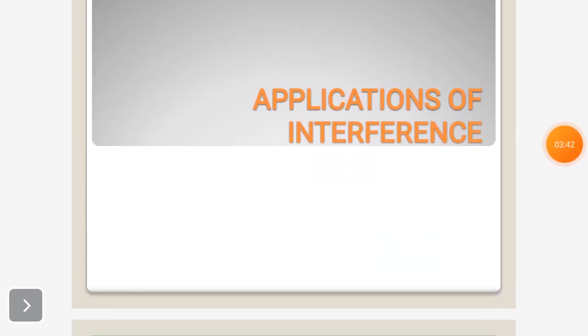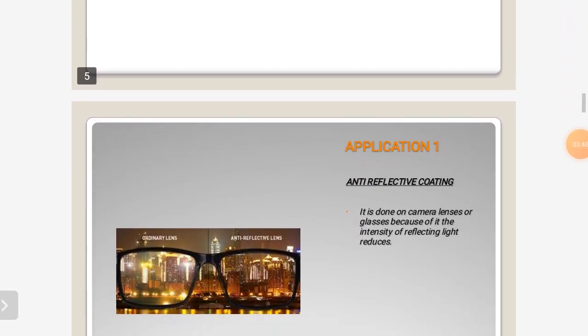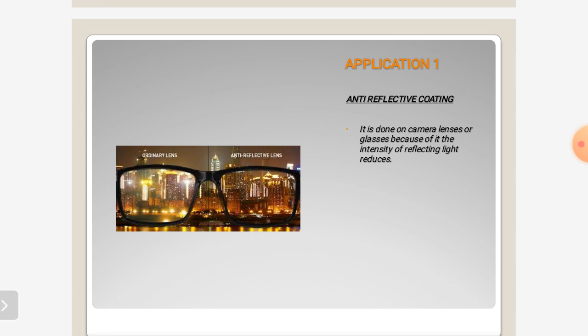Then we talk about applications of interference. Number one application is anti-reflective coating. It is done on cameras or glasses. Because of it, the intensity of reflecting light reduces. It means the intensity of reflecting light reduces when we use anti-reflective coating.